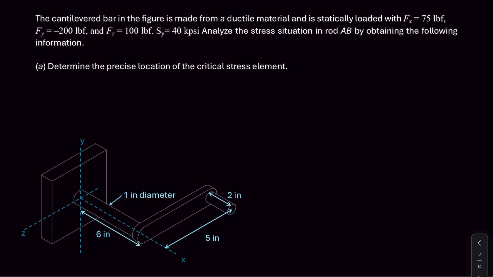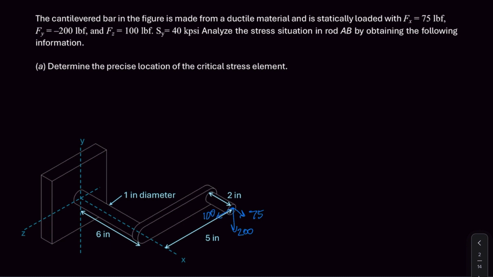So here we have this cantilevered bar, and it has three different forces acting on it. So we have a force in the positive x direction, and this bar is being loaded at this end point. So we have a force in the x direction of 75 pounds, a force in the negative y direction of 200 pounds, and a force in the z direction of 100 pounds.